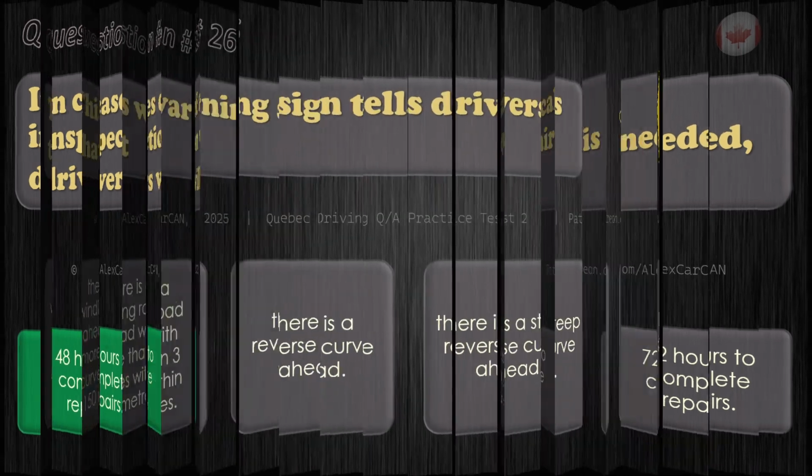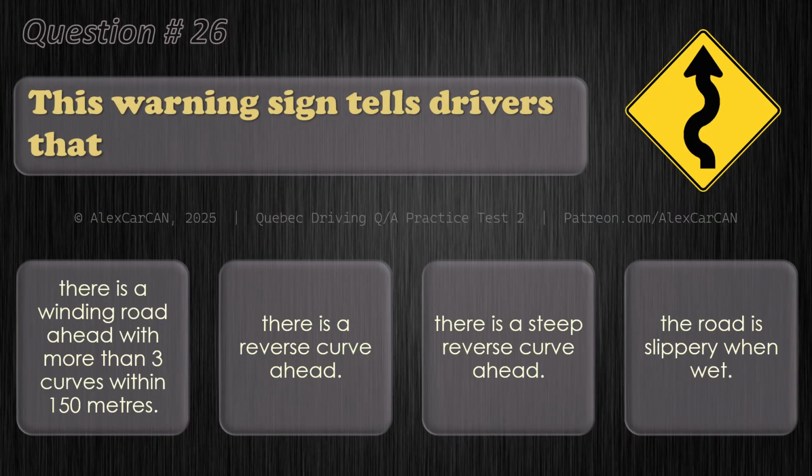Question number 26. This warning sign tells drivers that there is a winding road ahead with more than 3 curves within 150 meters. There is a reverse curve ahead. There is a steep reverse curve ahead. The road is slippery when wet. The correct answer is there is a winding road ahead with more than 3 curves within 150 meters.